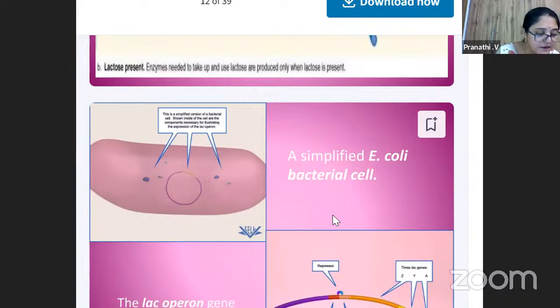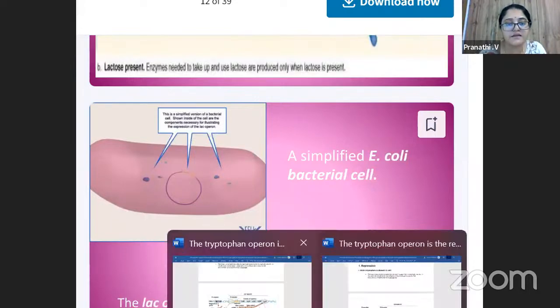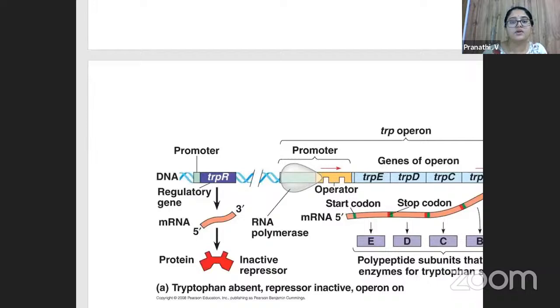The next is positive regulation or catabolite repression. We will just have a look at it later. Tryptophan operon. In the TRP operon, let's see what it is that we are going to see.